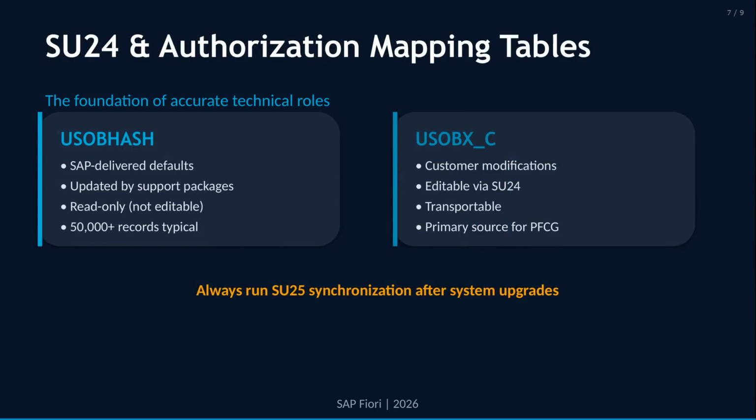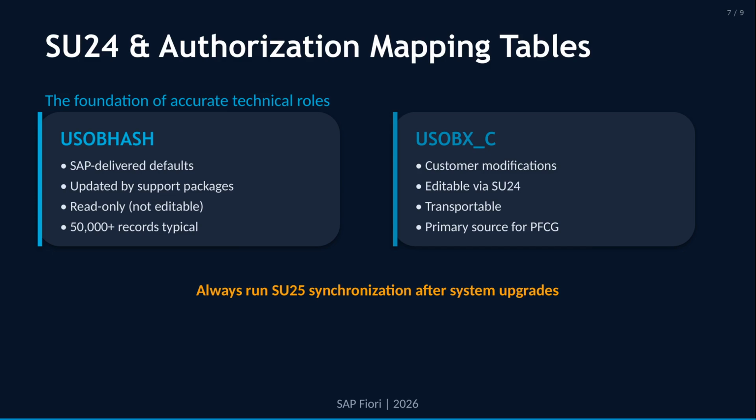Two tables are critical to the technical tier. USOB_HASH stores the mapping between ICF services and their authorization objects. When SAP ships a new Fiori app, the authorization requirements are defined in USOB_HASH. USOB_X_C is the customer-specific version. When you run transaction SU24 and modify proposals for a service, your changes go into USOB_X_C.